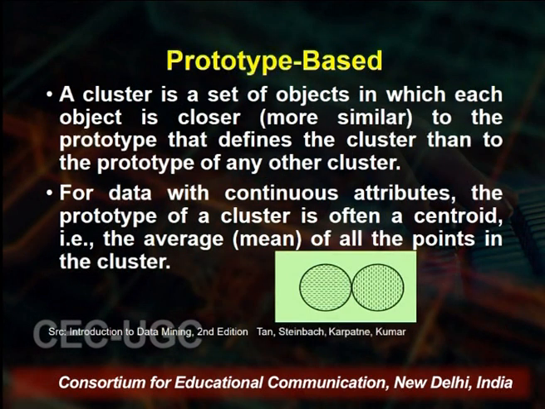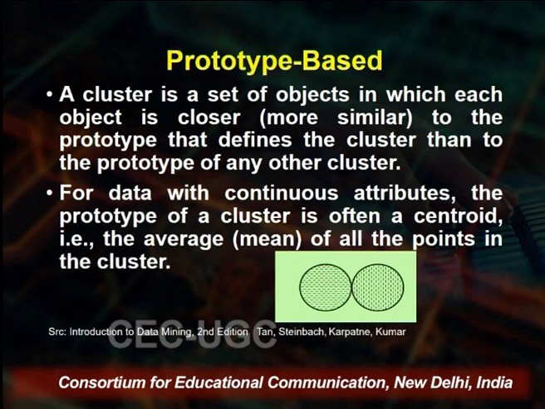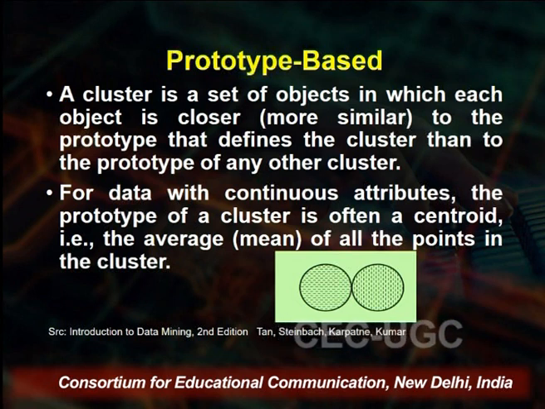Then the second type of cluster that we see is the prototype based cluster. So we already discussed the concept of prototype. We know that in a cluster we have a set of objects and each object is closer, or more similar, to the prototype that defines the cluster than to the prototype of any other cluster, right. So what is a prototype? A prototype is a representative of the characteristics of the particular cluster, right. So every object will resemble the prototype very closely and it will not resemble the prototype of another group, right.